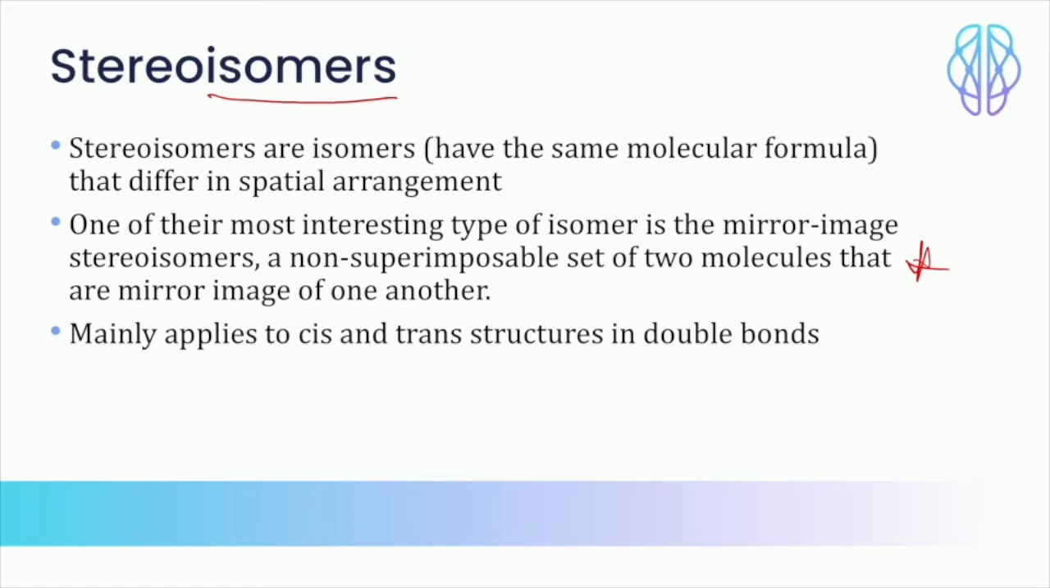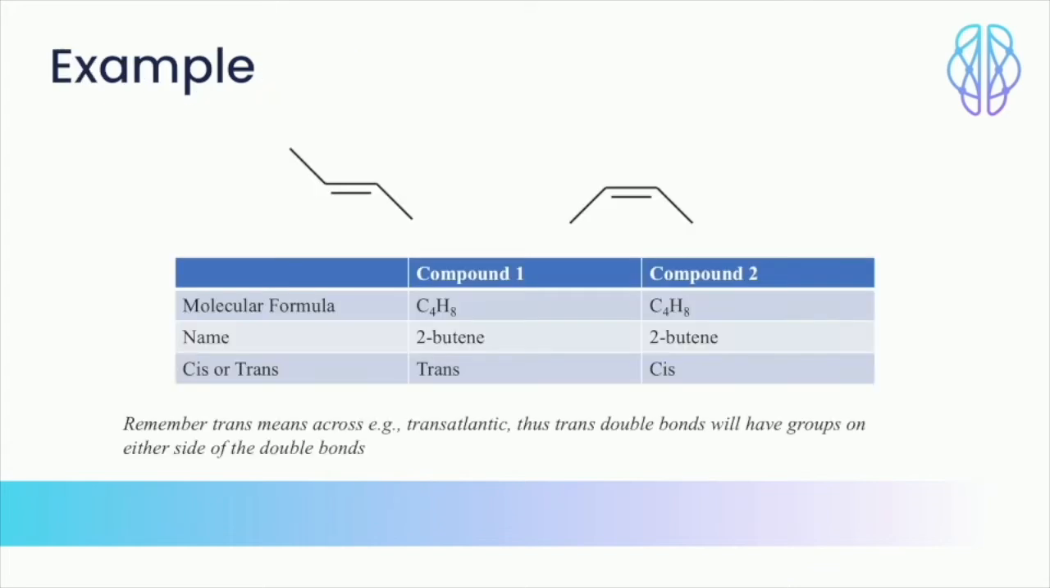So the second point refers to chirality, and there's a section at the end of the video. However, in regards to Year 12 studies, this, in regards to stereoisomers, will mainly apply to cis and trans structures in double bonds. So that's something you really need to know well. These two compounds actually highlight the differences in stereoisomers present with double bonds. They have the same molecular formula, C4H8.